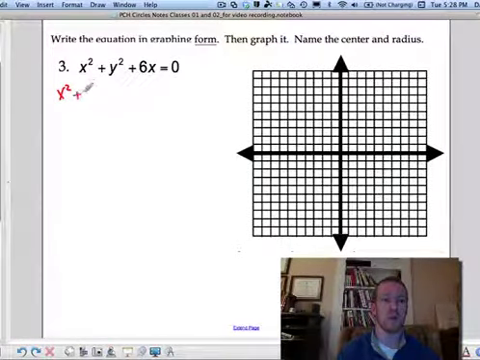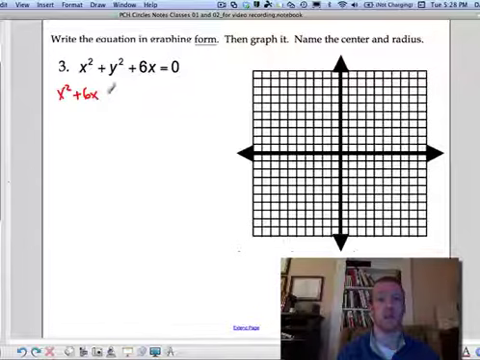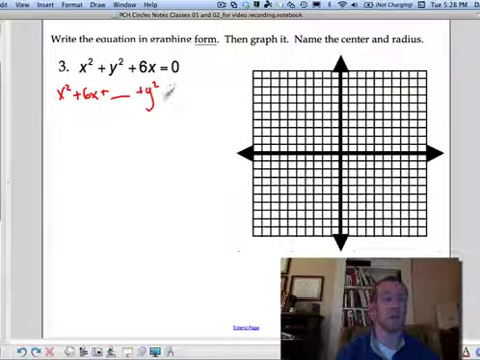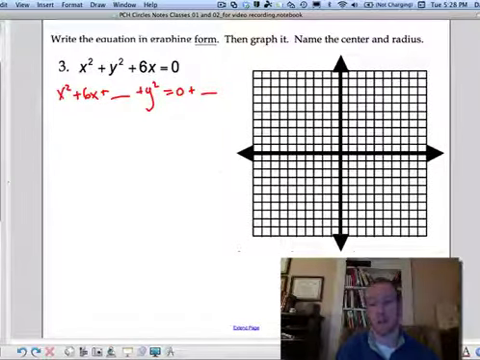So x squared plus 6x. Now watch what I do here. Plus something. Alright, and I want to add the y squared, and then there's nothing else, so that's fine. There's no other y's, I don't have to deal with that. So 0 plus something. If I add something on one side, I got to add it to the other.